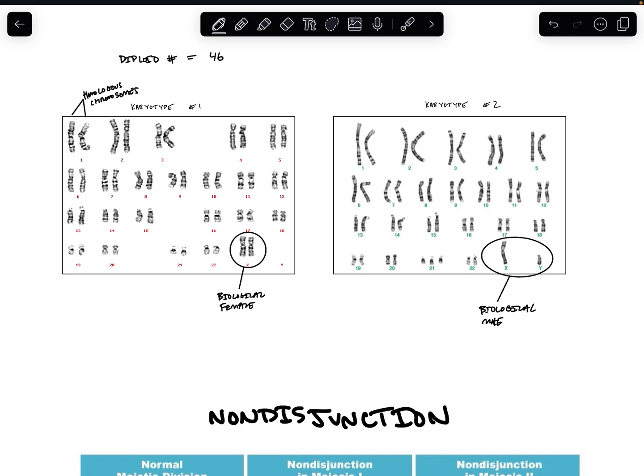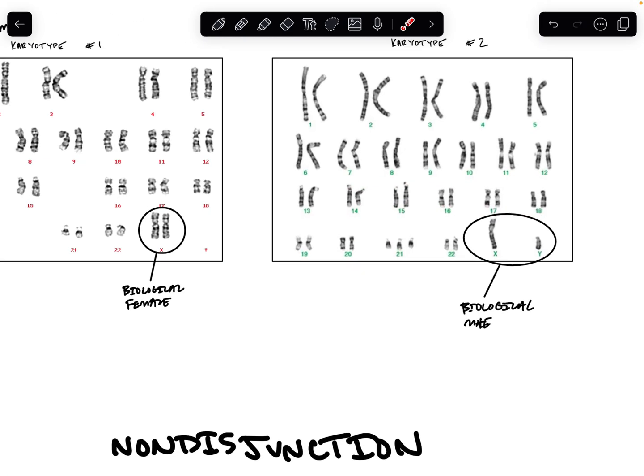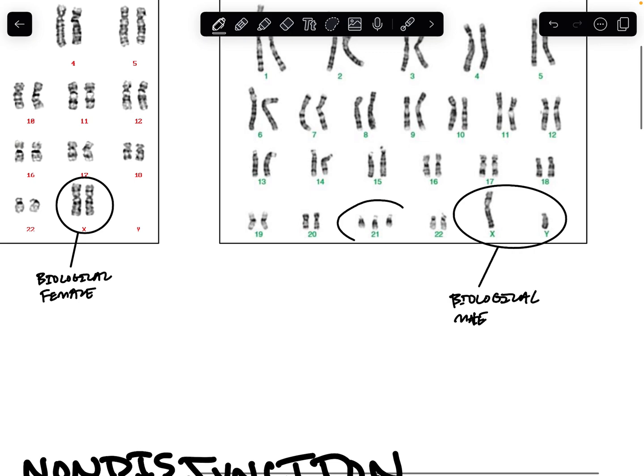Okay, so notice that this person is XX and this person is XY, but another big difference between karyotype number 1 and karyotype number 2 is if you look carefully at all of the pairs of homologous chromosomes, you'll see that in karyotype number 2, this person has 3 copies of chromosome 21.